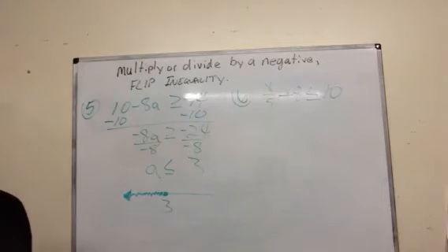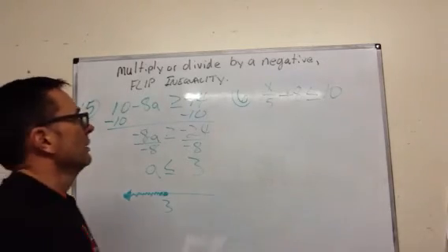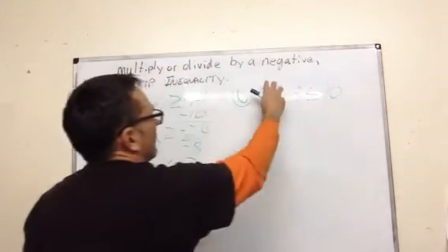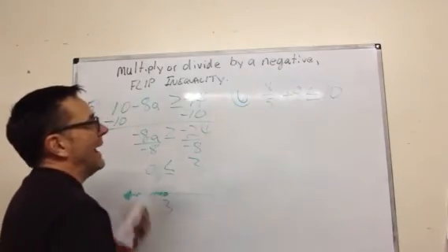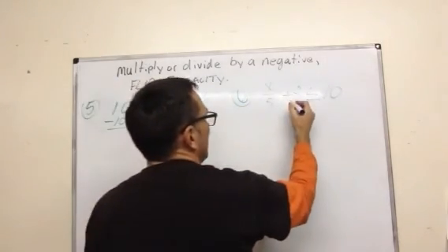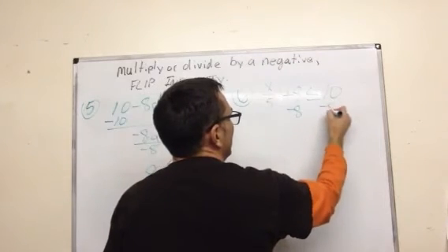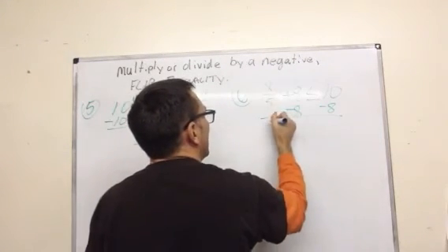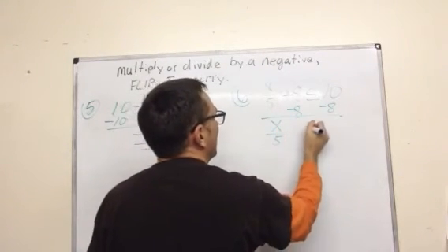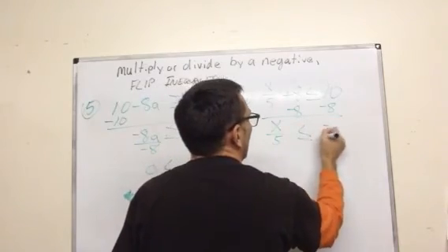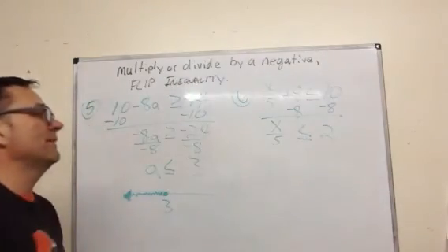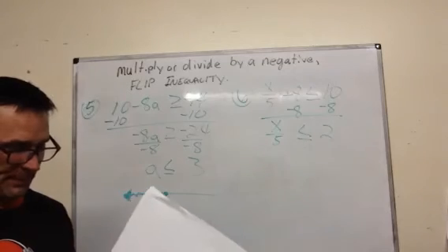Finally, number 6. Again, we have addition next to our variable. So we want to add the opposite. The opposite of plus 8 is minus 8. Carry down the x over 5. We have x over 5 less than or equal to 2.